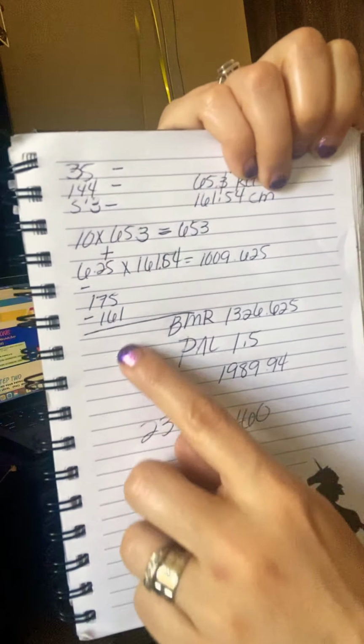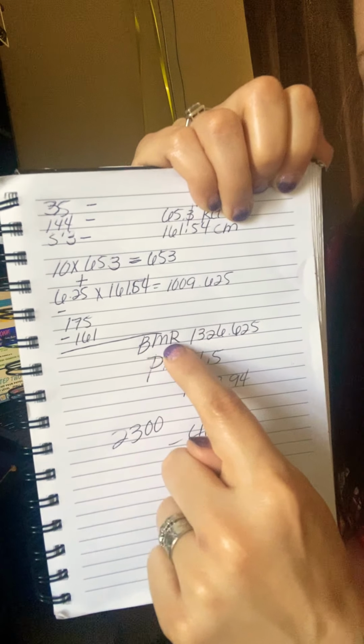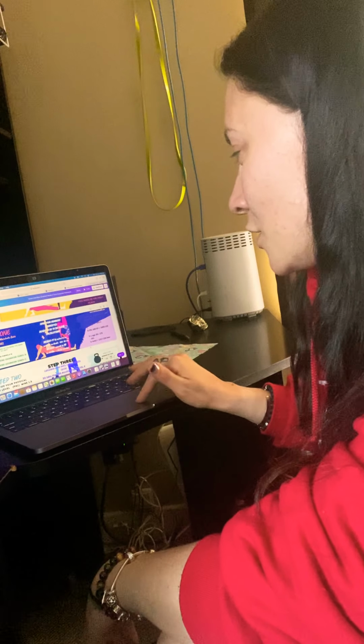So all of this got us to our BMR. All right, so now we know step 1. I know it was a hassle, but like I said, step 2 is so easy. So let's get to it.